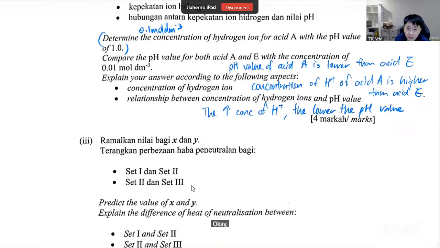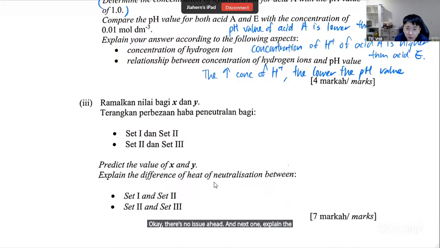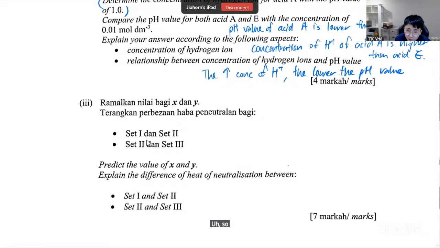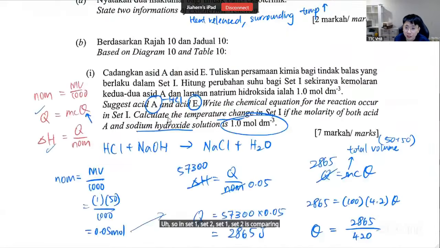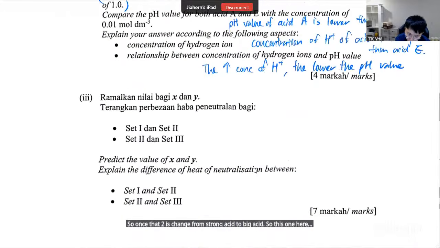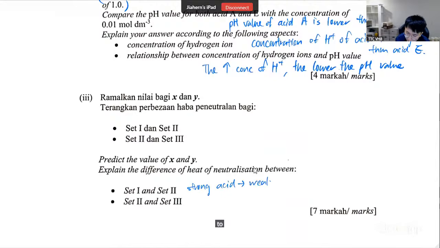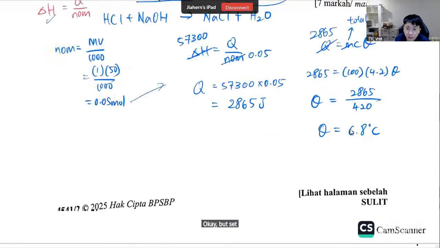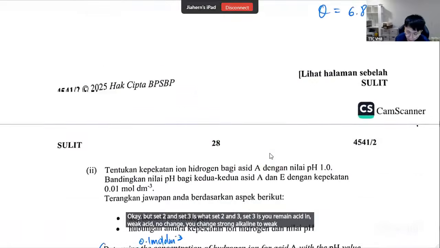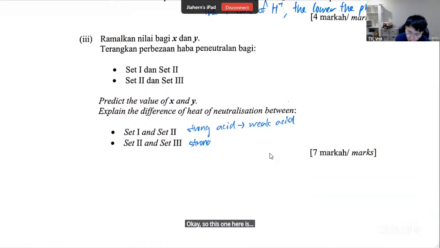Okay, no issue. Next one, explain the difference of heat of neutralization of set 1 and set 2. If you remember, set 1 and set 2 is about the weak acid and the weak alkaline, right? Set 1 and set 2 is comparing what? Set 1 to set 2 changes from strong acid to weak acid. But set 2 and set 3 is what? You remain acid E, weak acid, no change. You change strong alkaline to weak alkaline.